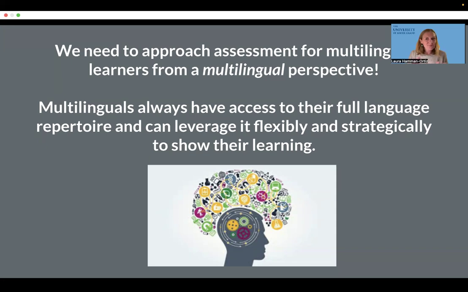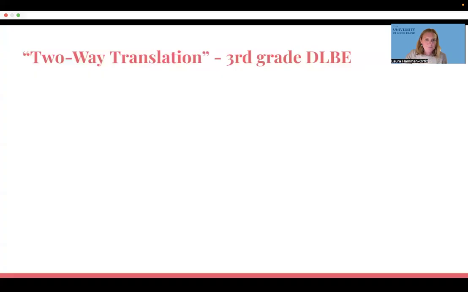Now, of course, it can be challenging to fully understand what a student can do, especially when you're a teacher who may not speak your students' languages. But that doesn't mean you can't create spaces for students to show you what they can do across multiple languages, and have it be a part of both your formative and summative assessment process.